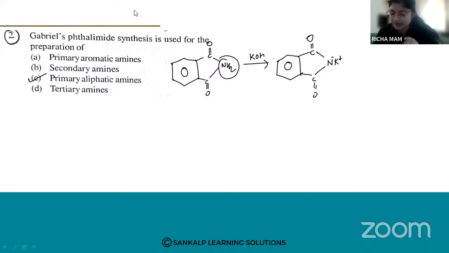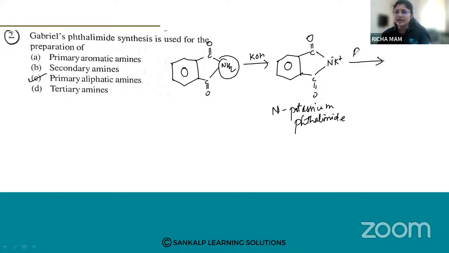Yes, so let us continue. What we have is a phthalimide. This phthalimide we have treated with what? Potassium hydroxide. Then what do we get? We get a potassium salt of phthalimide. Your hydrogens are replaced, that is N-potassium phthalimide.